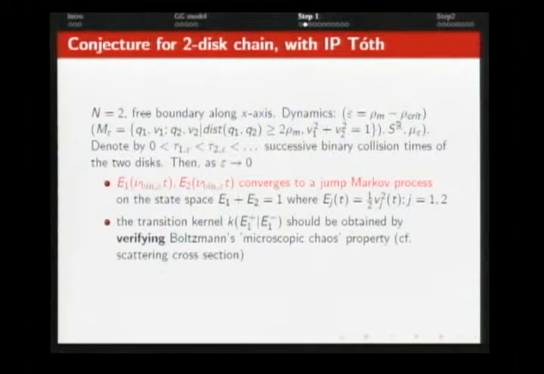So if E1 minus denotes the incoming energy of the first particle when it goes into a collision, and this is the outgoing energy, then this can be calculated, and it can be obtained rigorously if one verifies Boltzmann's microscopic chaos property. I don't want to tell much about it. I just mention that this kind of calculation goes back to Boltzmann.